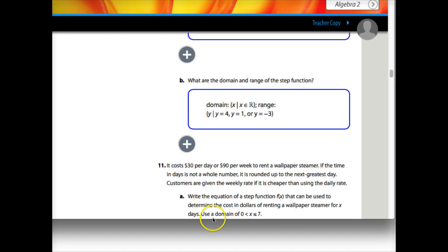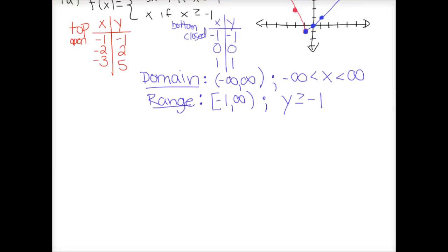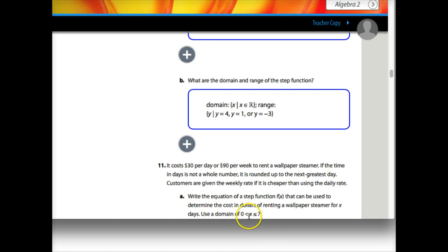for x days, use a domain of 0 to 7. So that means the only x's we care about are between 0 and 7. So what I did is, first things first, I set up kind of a little table for myself. And so I said, okay, if x is 0, I can't use that because it says not including 0.